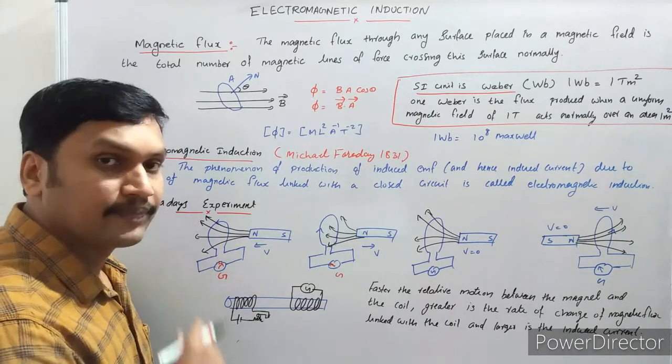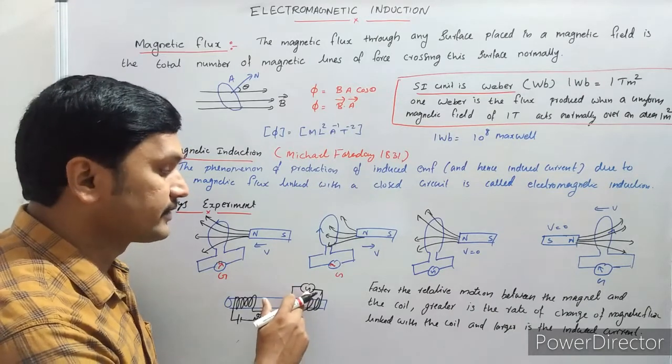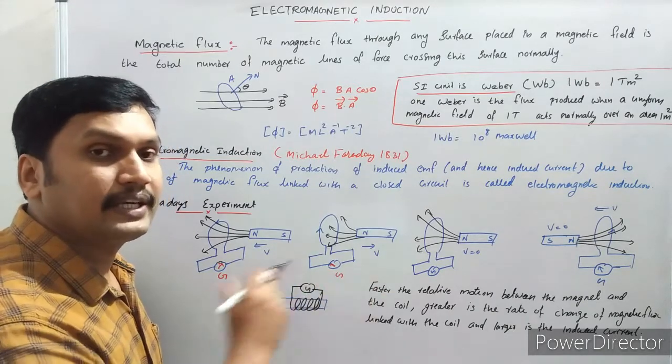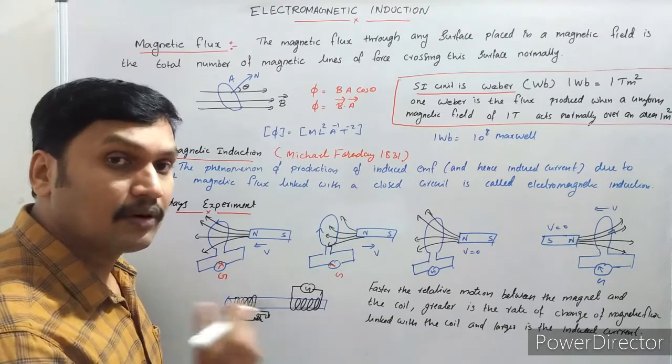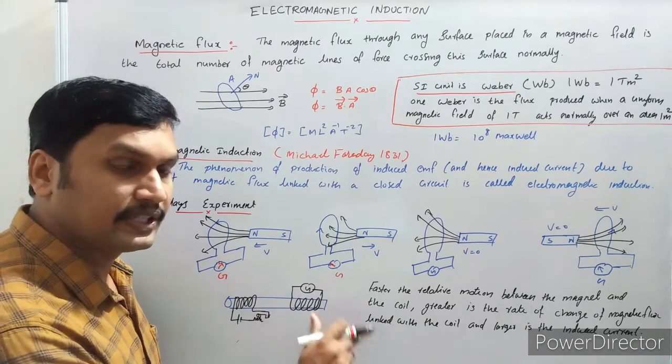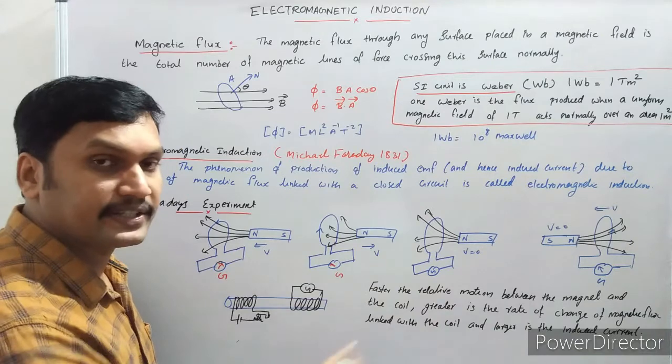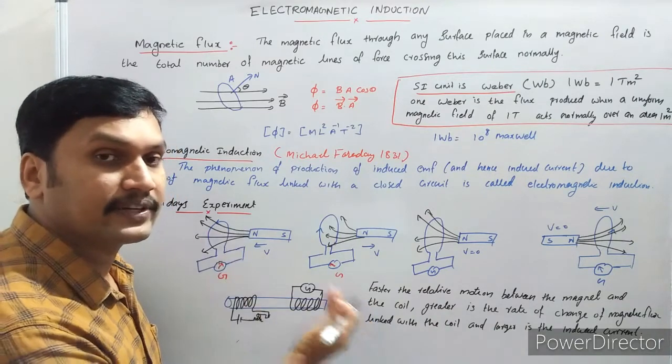Whenever you are releasing this tap key, at the same time, we can observe that there is a momentary deflection in the galvanometer in just the opposite direction. When you are closing, if the deflection is towards the right side, when you are releasing it, there is a deflection towards the left side.